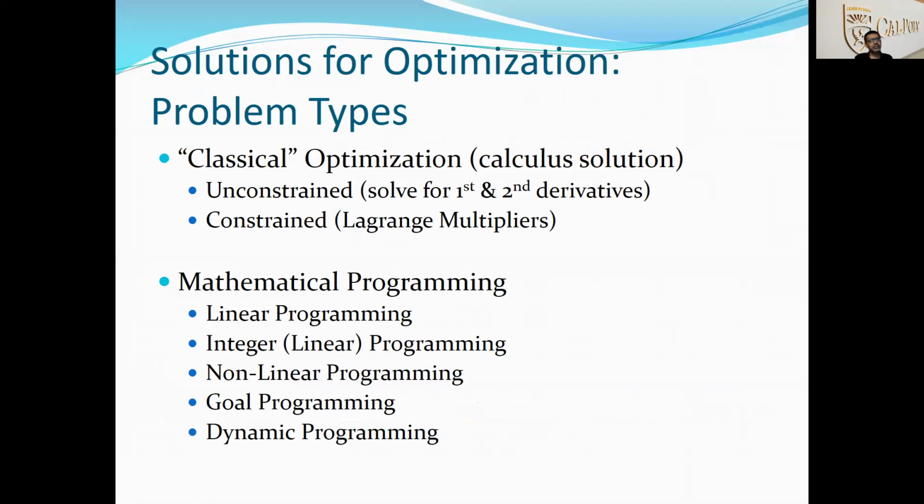So there is that calculus solution. You can do that with constrained optimization as well, and that's where we get into Lagrange multipliers. You might have learned that a little bit in your calculus class. Don't worry, I'm not going to resurrect all of that discussion here. But there is mathematical programming that you could use: linear programming, integer linear programming, nonlinear programming, goal programming, dynamic programming. What we're going to focus on is the first one, the linear programming option.